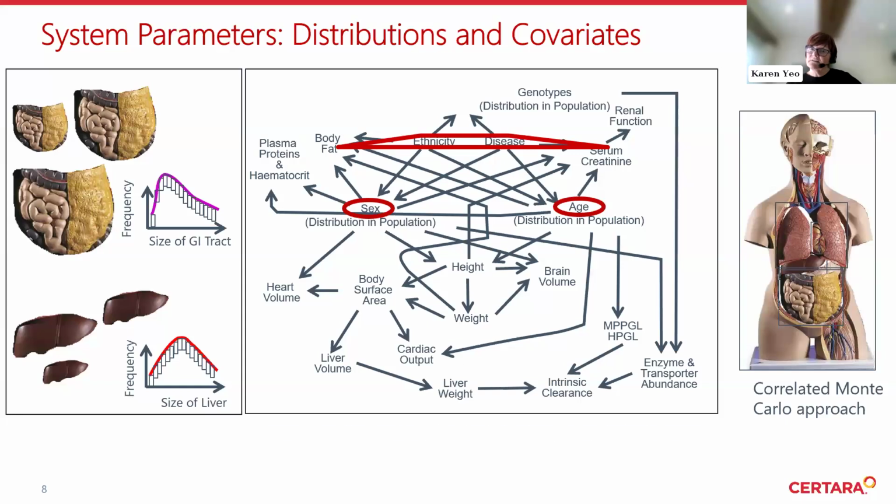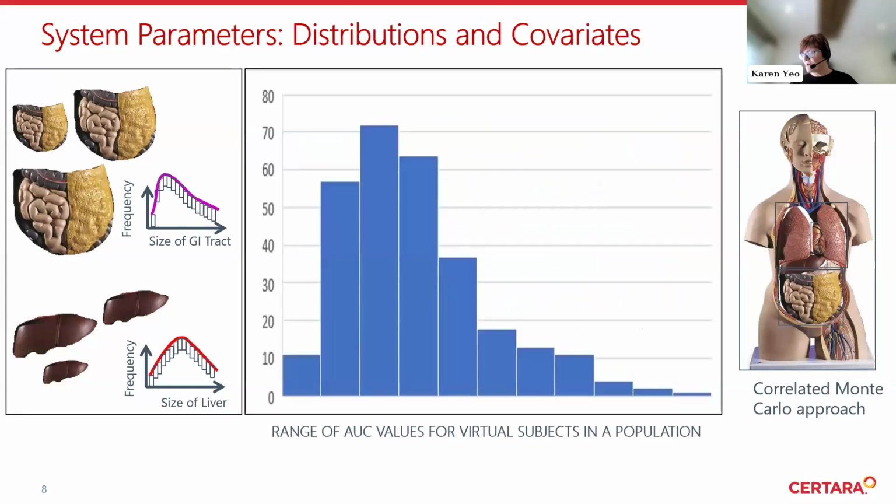So once we've done that, we can run a simulation. We've got this virtual population. And what we would do is we'd end up with a range of AUC values or predicted drug-drug interactions for these virtual subjects, which is reflective of a real population. And therefore, we can actually go back and have a look at these individuals and their baseline characteristics and see why one or the other has got a higher or a lower AUC value.